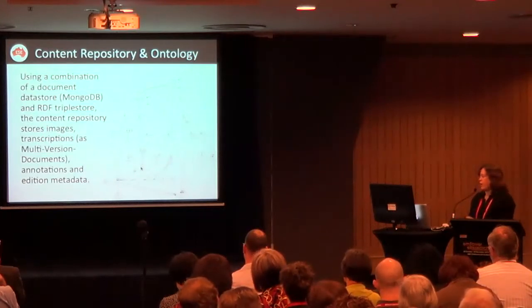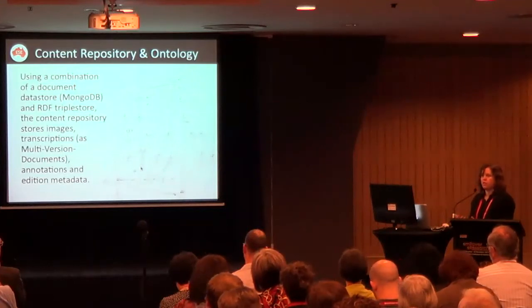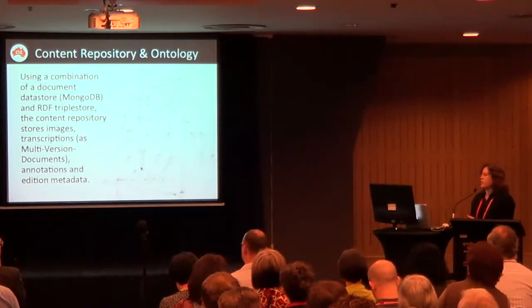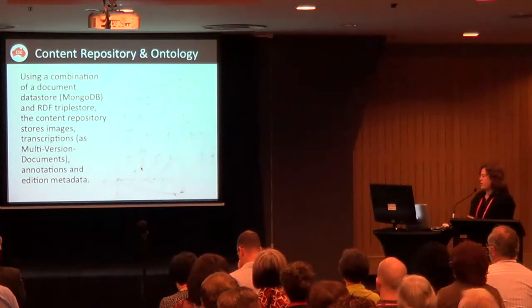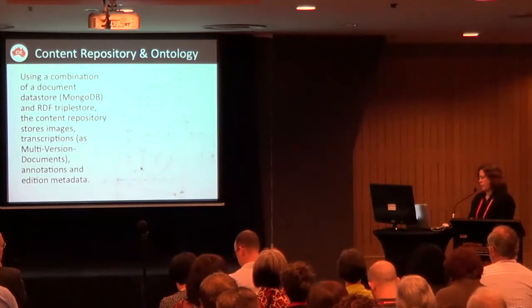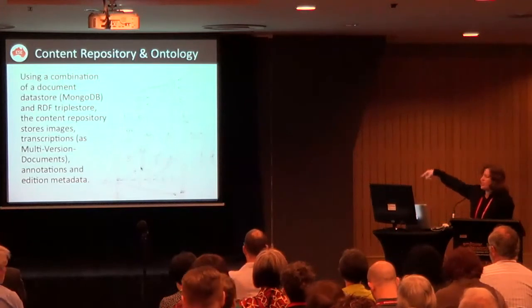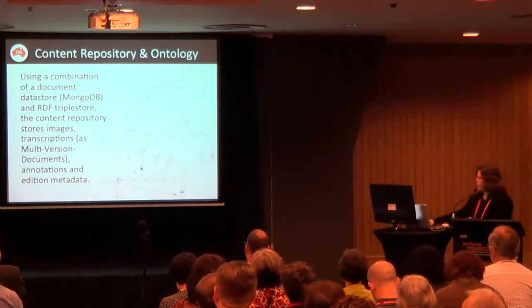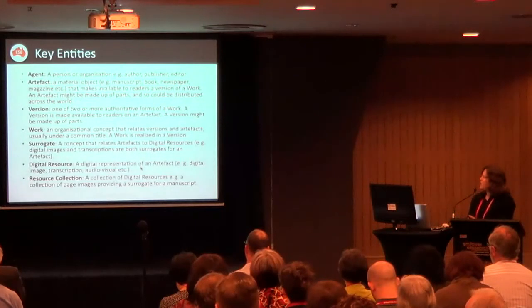So our model can map to FRBR for those entities where it makes sense, such as published works, but it supports manuscripts as well. And it's also based on this multi-version document concept, which is representing a variant graph that Desmond Schmidt came up with. Just to give you an idea of the size of the ontology, these are the key entities from the ontology.